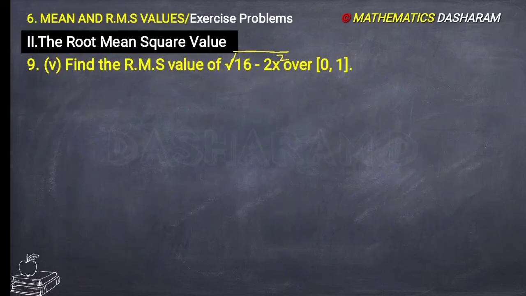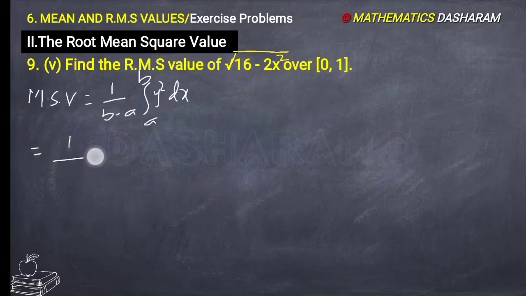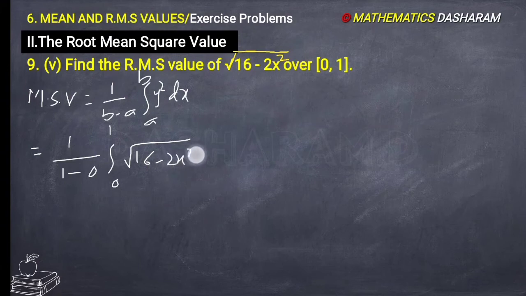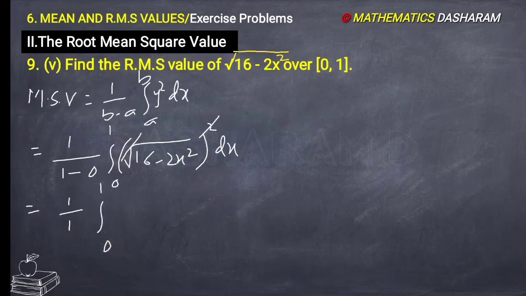Fifth question, find the RMS value of under root 16 minus 2x square over the interval 0 to 1. So first find the MSV value, that is 1 by b minus a, b value 1 and a value 0, integration 0 to 1 under root 16 minus 2x square whole square dx. So 1 by 1, square root cancels, integration 0 to 1, 16 minus 2x square whole dx.